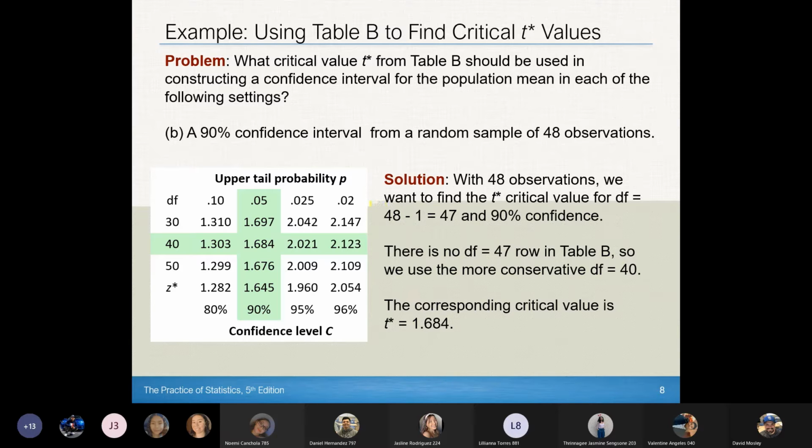And so we play by Price is Right rules. You want to get as close as you can without going over. So because 47 is the degrees of freedom we want, we cannot go up to 50, even though we're closer to 50. We round back down to 40 to be a little more conservative. And so the corresponding critical value is t star equals 1.684. Is there anything I can clarify on how to use table B here?